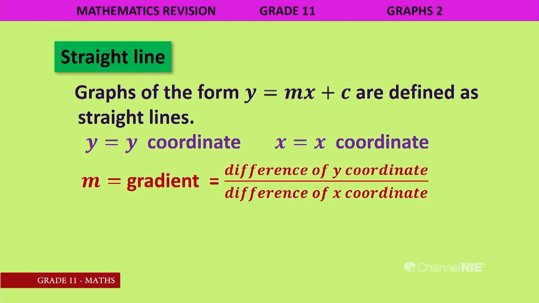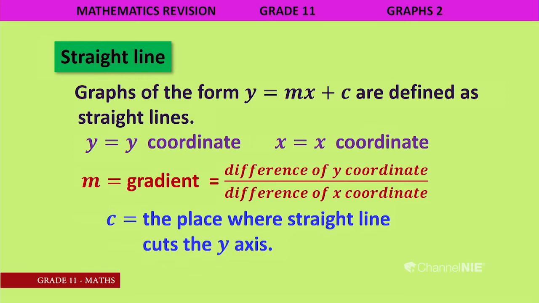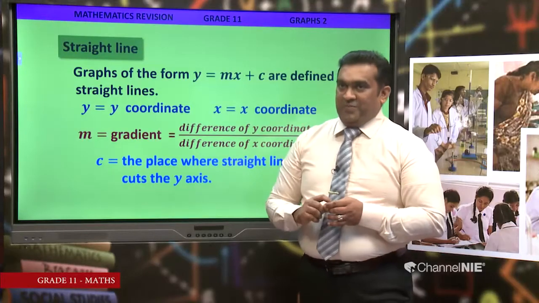Then gradient. How to define the gradient? Gradient is the slope of the straight line with the positive direction of the x axis. How to find it? Difference of y coordinates divided by difference of x coordinates. Next one, c: the place where the straight line intersects the y-axis. It means the place where the straight line cuts the y-axis. Cut means intersection.